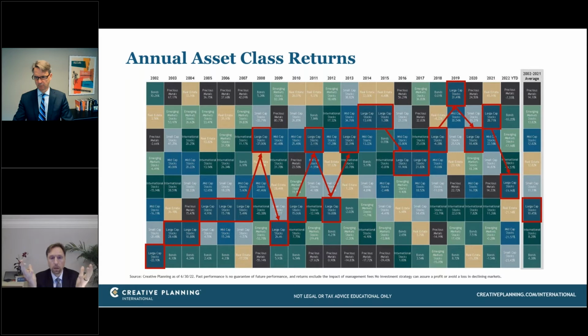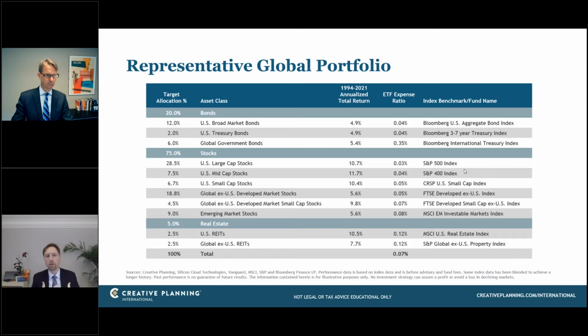So what we want to think about here is, why should we not just have 100% US large cap stocks? Well, because you can see that at various points in time, US large cap stocks are not the best performing asset class. We do not want all of our eggs in one basket, right? So the first tenet of investing to protect your wealth and grow your wealth is to be diversified. So how do we go about doing that?